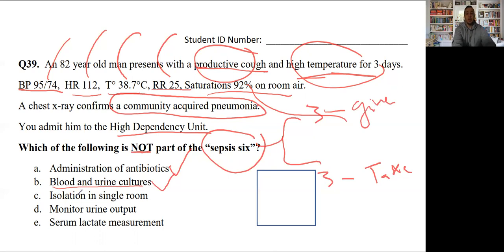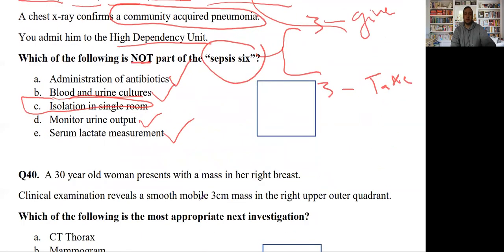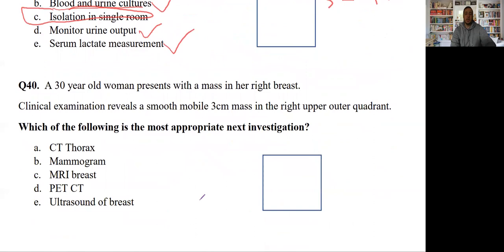So isolation room is not a component of the sepsis 6 1 hour bundle. Monitor urine output, this is one of the components, and serum lactate measurement, this is one of the components. So here the choice C, I think, is the correct answer for this question.